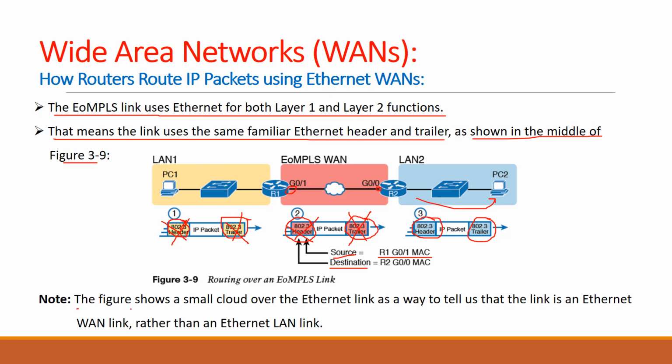There is a note here. The figure shows a small cloud over the Ethernet link as a way to tell us that the link is an Ethernet WAN link rather than an Ethernet LAN link. We have a cloud here just to tell you that this is an Ethernet WAN link, not an Ethernet LAN link.